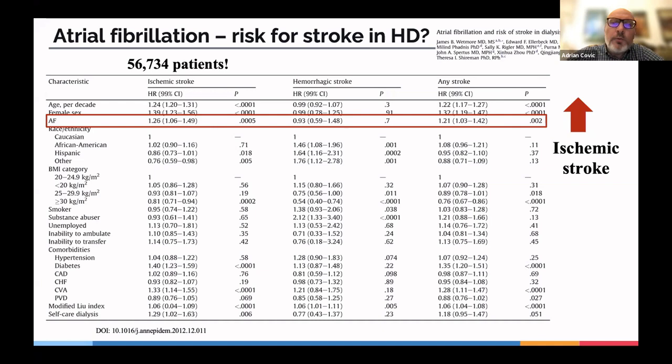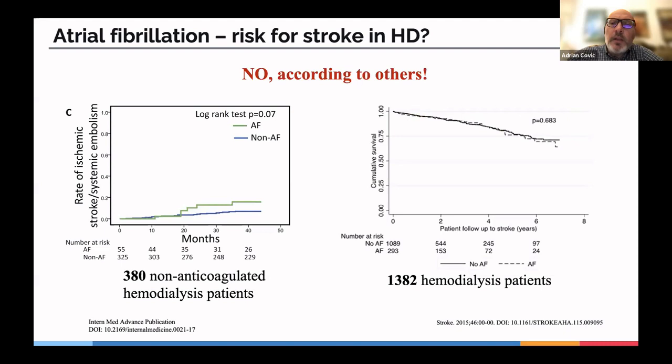At the same time, there are other studies showing the opposite, that atrial fibrillation would not increase the risk for stroke in hemodialysis patients, completely different from the general population. I have to say these studies are smaller. For example, this is barely 380 non-anticoagulated hemodialysis patients, divided by atrial and non-atrial fibrillation. There is a trend; the curves are divergent, but they do not reach statistical significance, maybe because the study is small.